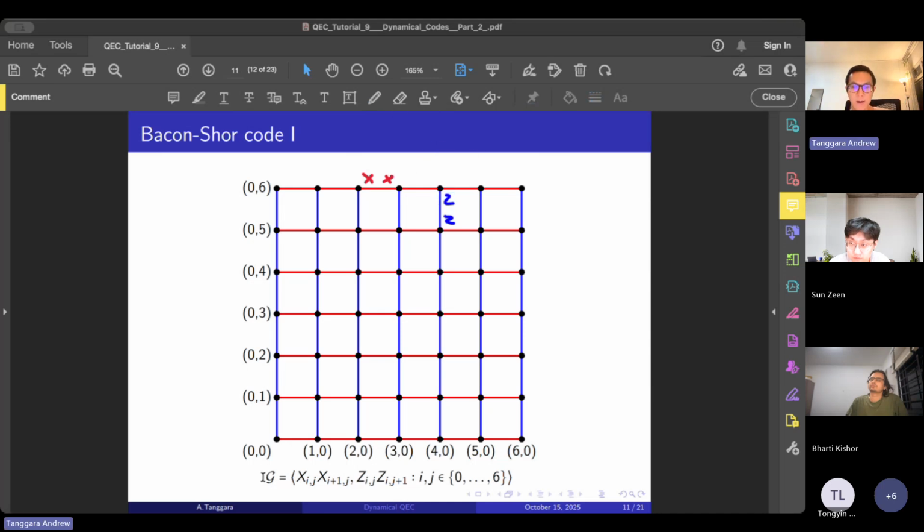Yeah, so that generates the gauge group, right? So this is what this basically means. And you can see this is not a subspace code because this XX is going to anti-commute with this ZZ check and that one as well.